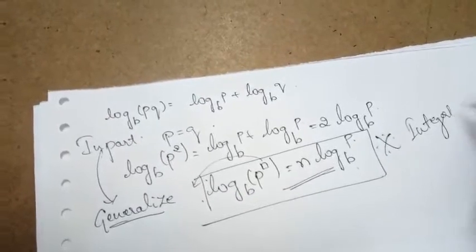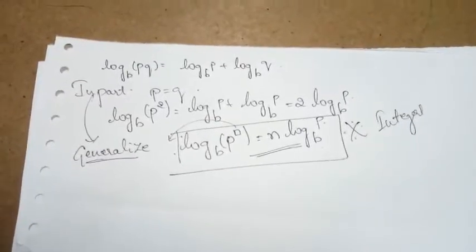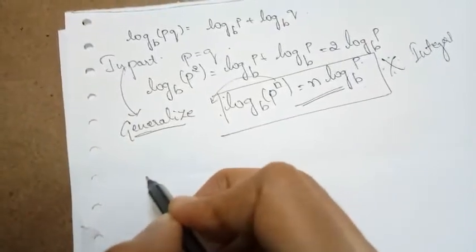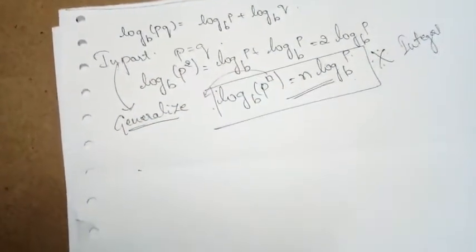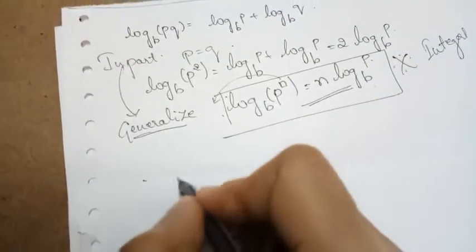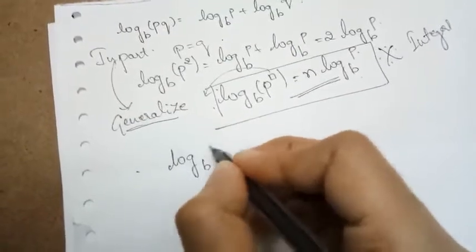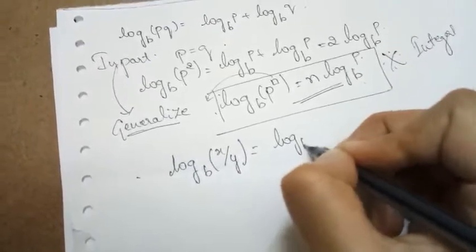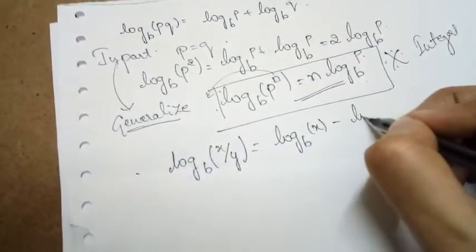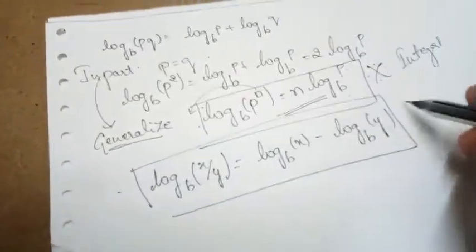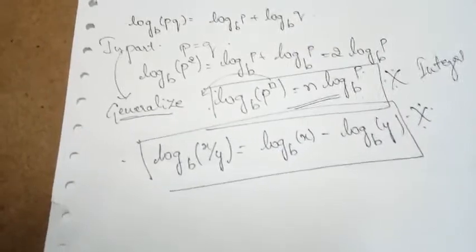So all these properties of the logarithmic function, you can see it mostly used when solving some of the integration chapters. The next property is the quotient of two numbers regarding the logarithmic function, that is log base b of x by y. This is equal to log base b of x minus log base b of y. So this is another important property of a logarithmic function.